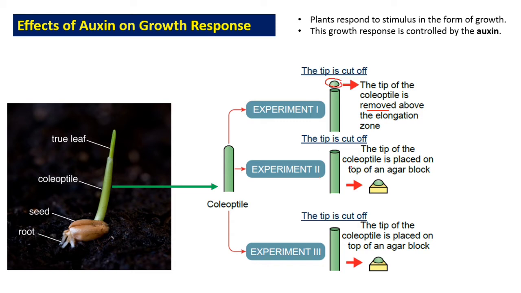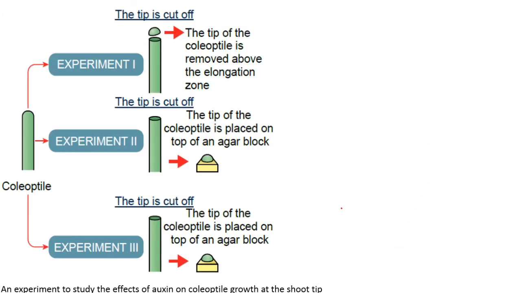In experiment 2, the tip of the coleoptile is placed on the agar block. In experiment 3, the tip of the coleoptile is placed on the top of the agar block, but experiment 3 is different from experiment 2. Let's discuss more of the result of the experiment. So what happened in experiment 1? What happened after 2 hours?